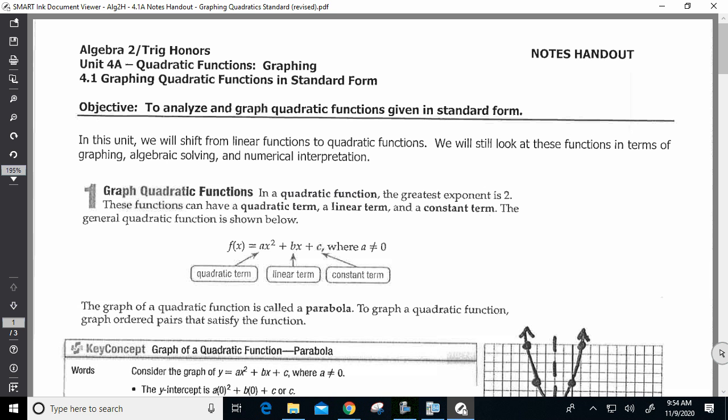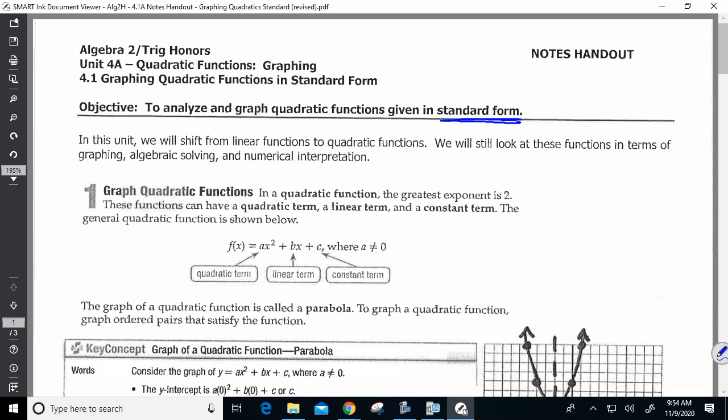We're now shifting from linear functions to a quadratic function. Quadratic functions are the U-shaped parabola graphs, so we're looking at parabolas in this unit. There are three forms of a quadratic function: standard form, which we'll be spending today and a little bit of tomorrow looking at, vertex form, and intercept form.